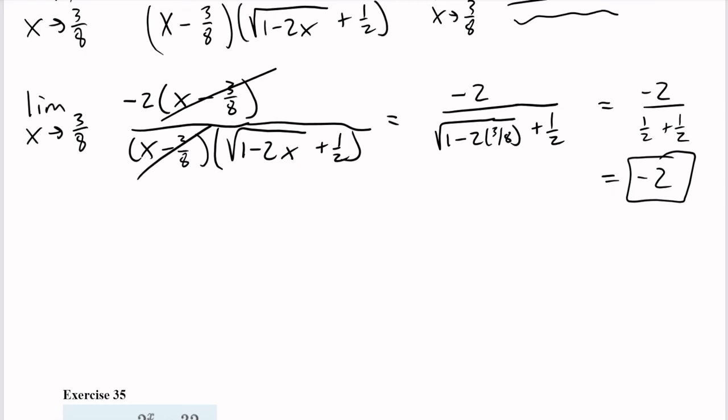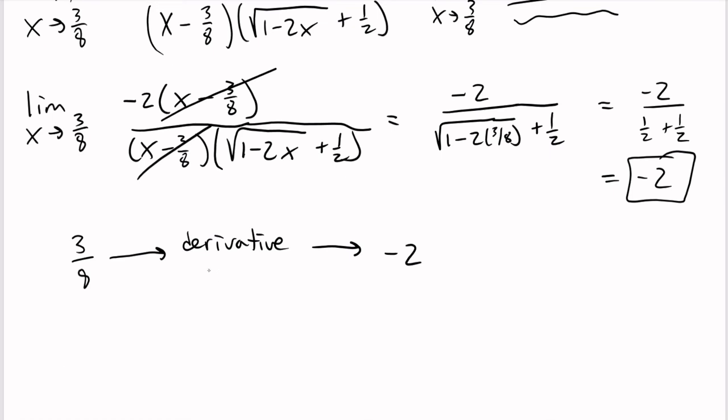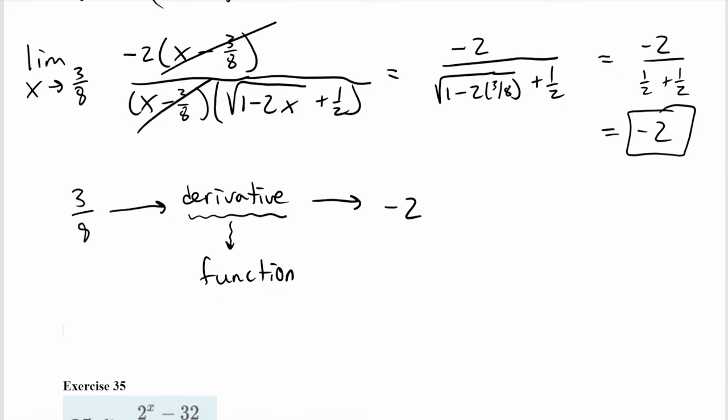So what just happened here was I said, okay, take 3/8, plug it in to this derivative, and I spit out negative 2. That tells me this idea, that's this derivative, is actually a function because it's taking inputs and spitting out an output, right? And so what's the notation for that? Well, the notation for that as a function is f prime of x.